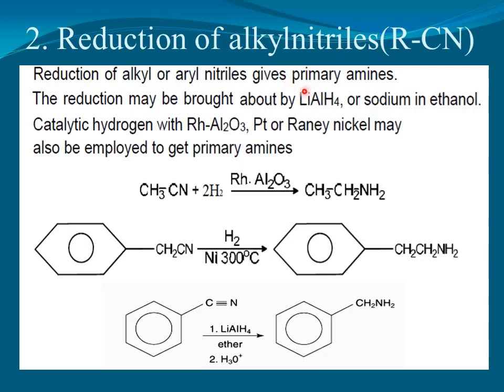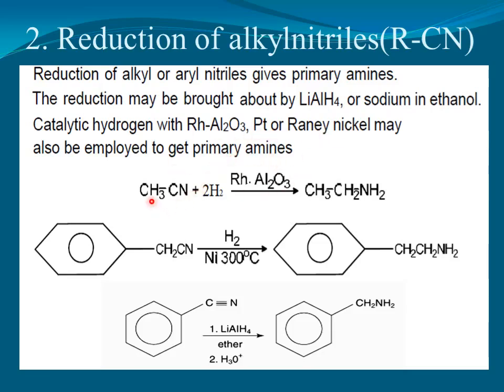The reduction may be brought about by lithium aluminium hydride or sodium in ethanol. So these are the reducing agents. Catalytic hydrogenation with rhodium in the presence of aluminium oxide, platinum or Raney nickel may also be used to get the primary amines. Now students, you can see this is methyl nitrile.